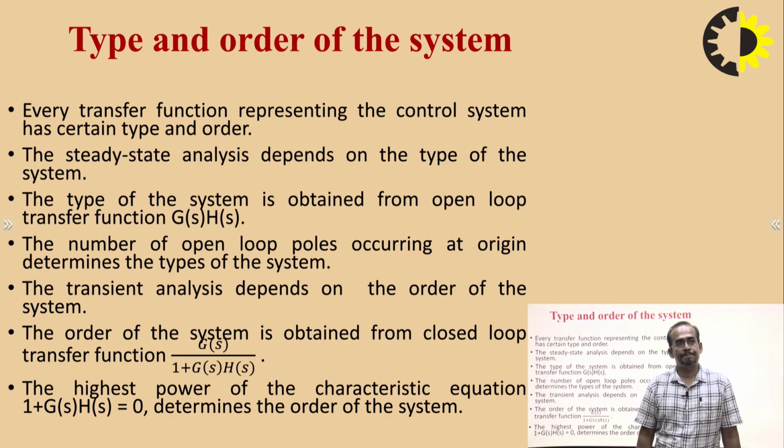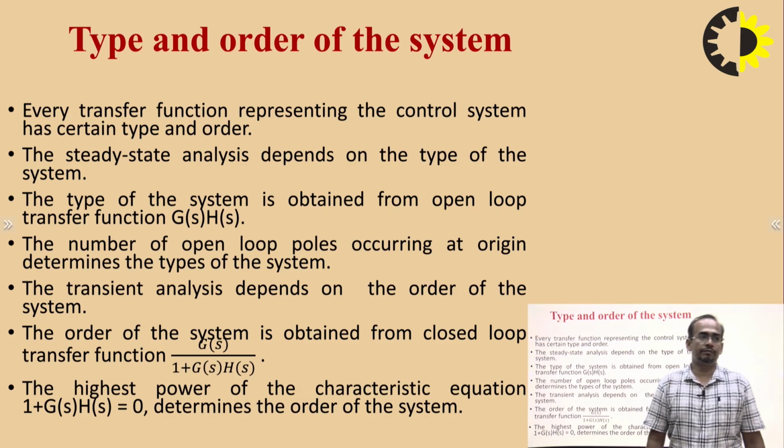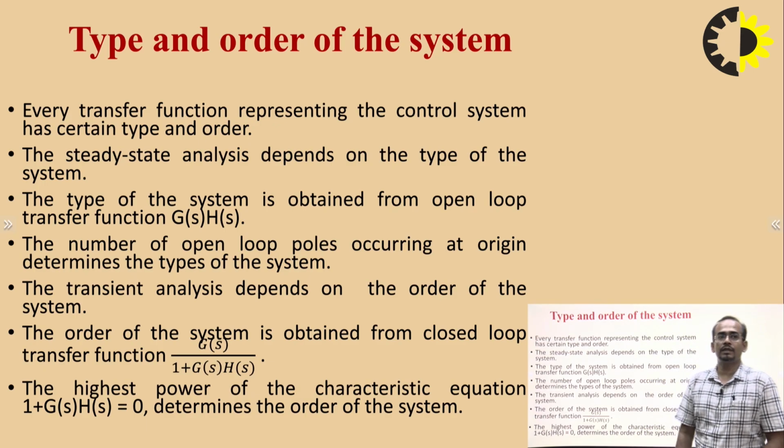Now, coming to the type and order of the system. Every transfer function representing the control system has a certain type and order. The steady state analysis depends on the type of the system. How will you define the type and order of the system? I will discuss in the next slide. The type of the system is obtained from the open loop transfer function, and the number of open loop poles occurring at the origin determines the type of the system.